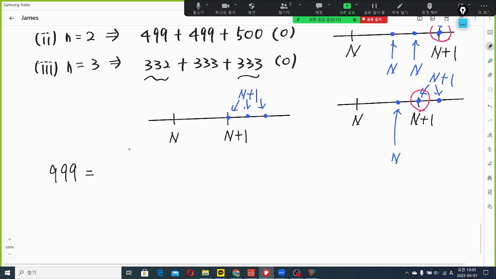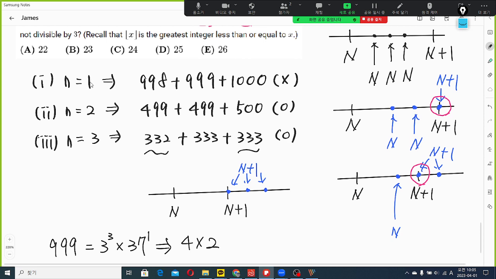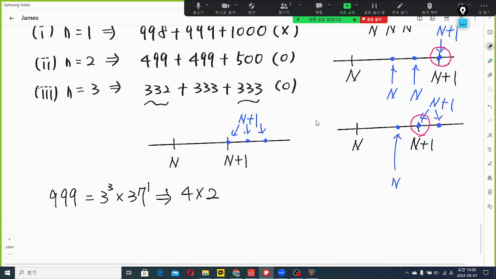So 999 is the product of 3 cubed times 37. So the number of factors is, we add 1 to each exponent. So 4 times 2 is the number of factors, but the number 1 is a special case, because when n is 1, that's divisible by 3. We should subtract 1 from the number of factors. So the number of factors we want is 7 for 999.